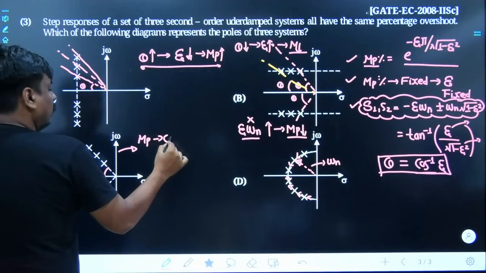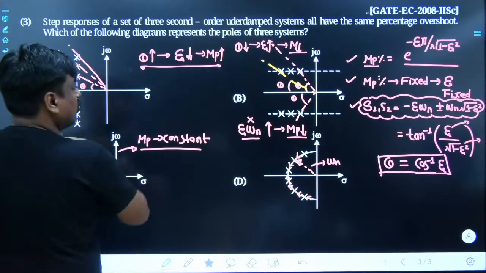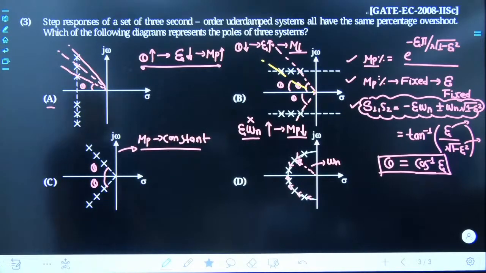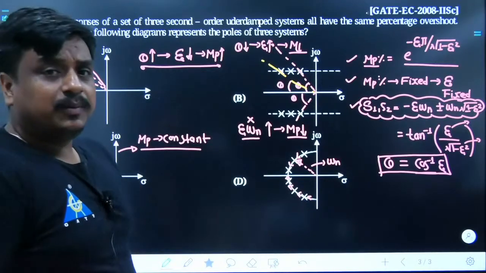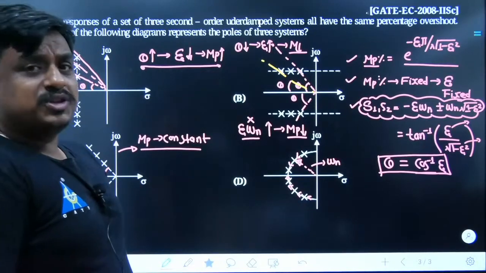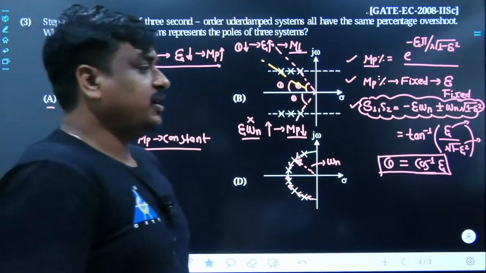What I am saying is, plenty of questions can be framed based on the dislocation of the closed loop poles. Plenty means plenty. Probably I can say 9 to 10 different questions can be framed. And so far probably only 1 or 2 questions have come in GATE and ESE.